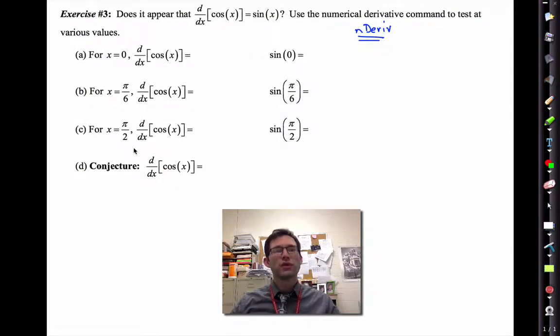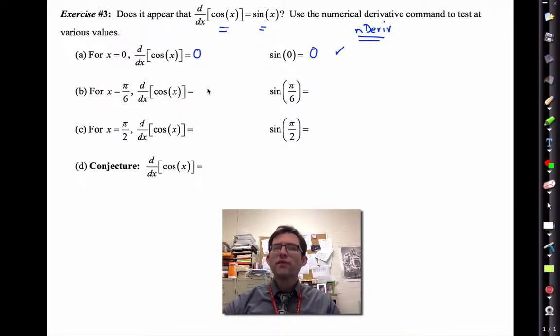Okay, that should have taken you a little bit just to type everything in, and I hope you did do it. Otherwise, you're kind of missing out on something. But what you would find is that the derivative of cosine x at 0 is 0. And sine of 0 is, of course, 0. So far, so good. We want this to be equal to this.